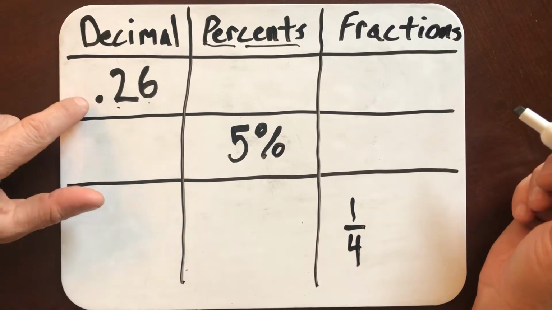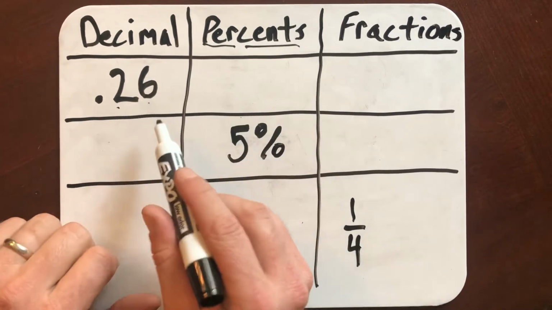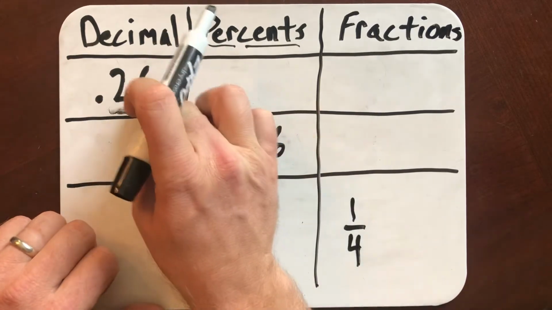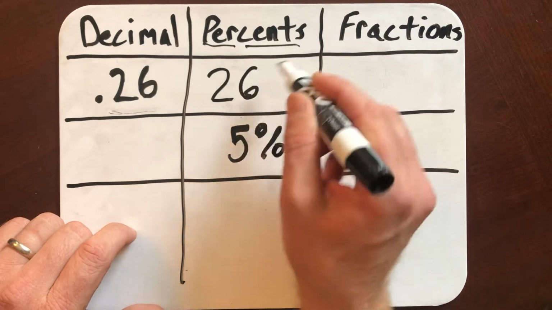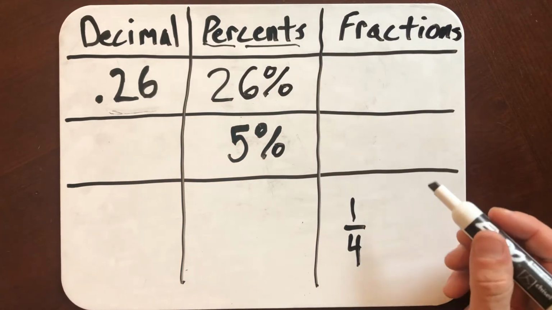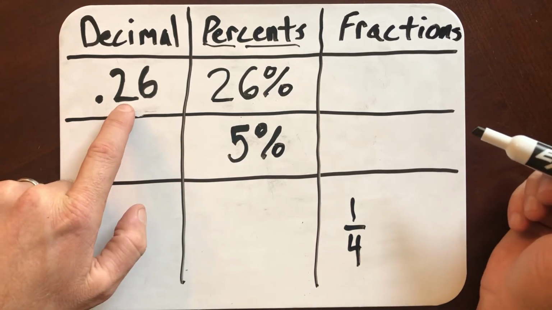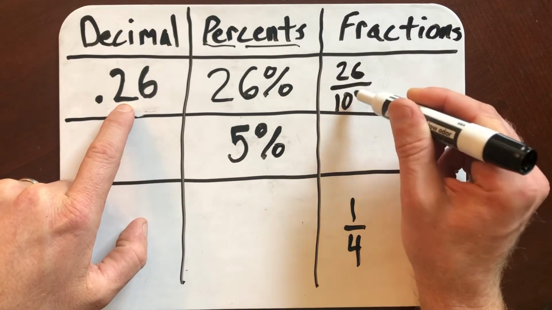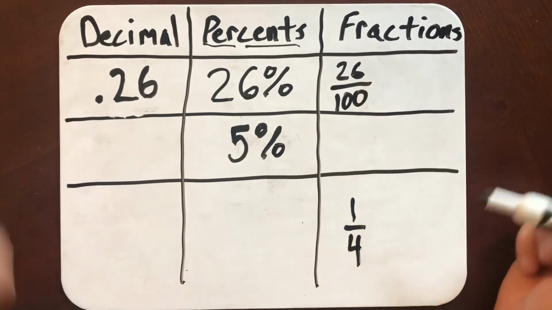So notice that we have 26 hundredths. For percent, we are paying attention to these two spaces, and that is going to simply give us 26 per cent, 26 per hundred. Notice that over here in the decimal form, what it gives us, 26 hundredths, is the exact same thing. You just see them differently, but you read them the same.